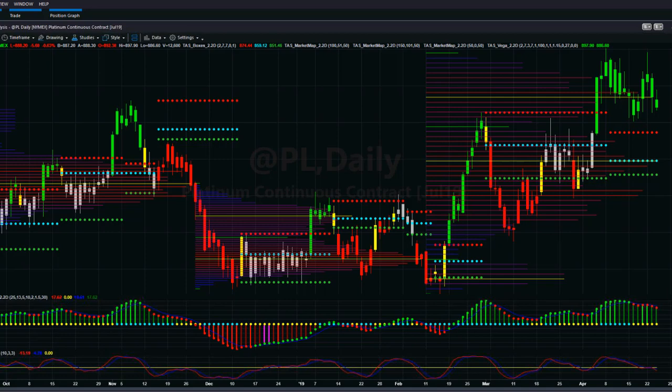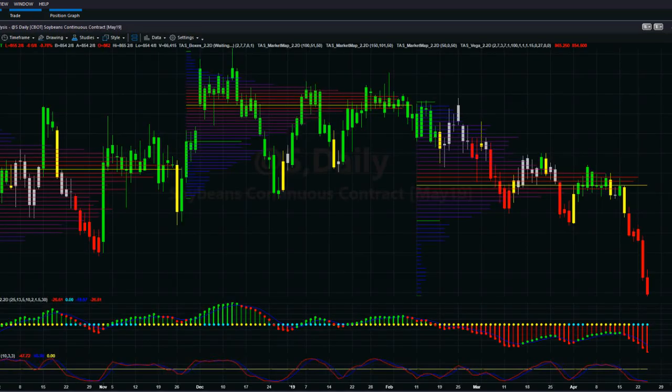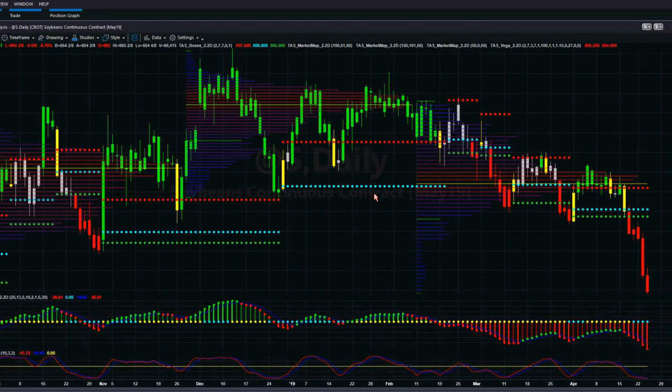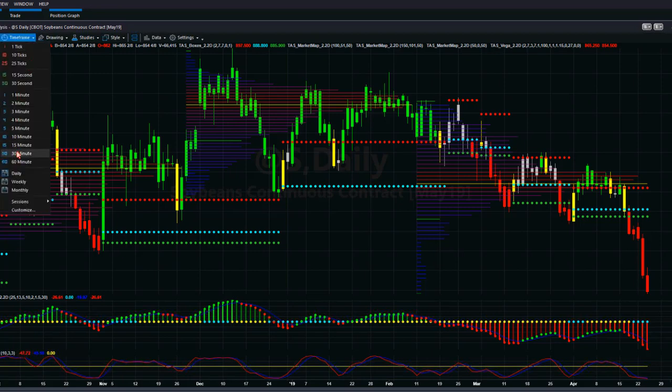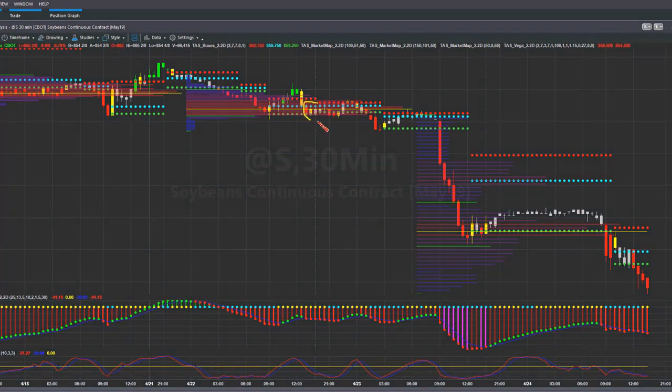Here's your soybeans. Let me bring up 30-minute. Okay, here's the 30-minute chart, and you can see it's been a steady grind lower as of late, starting most recently back here, right? Down, and then when we're in value area, we're staying and trailing our stop behind the trade. You can see how it goes.